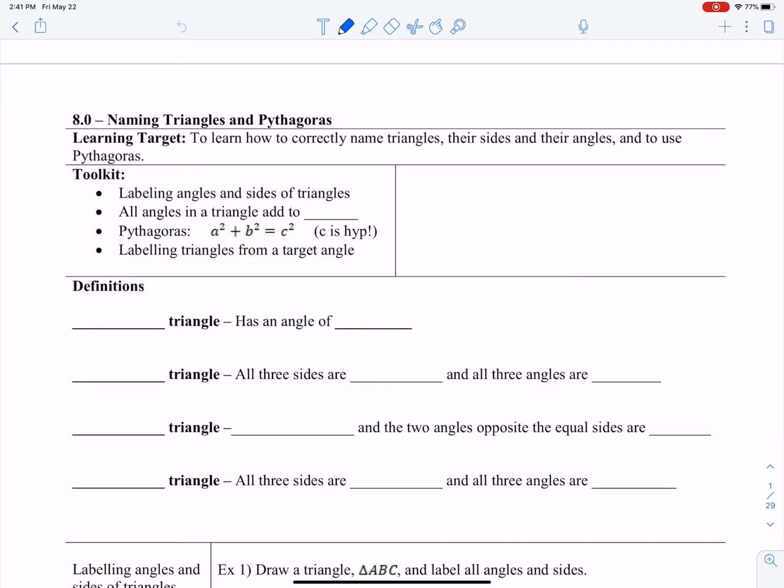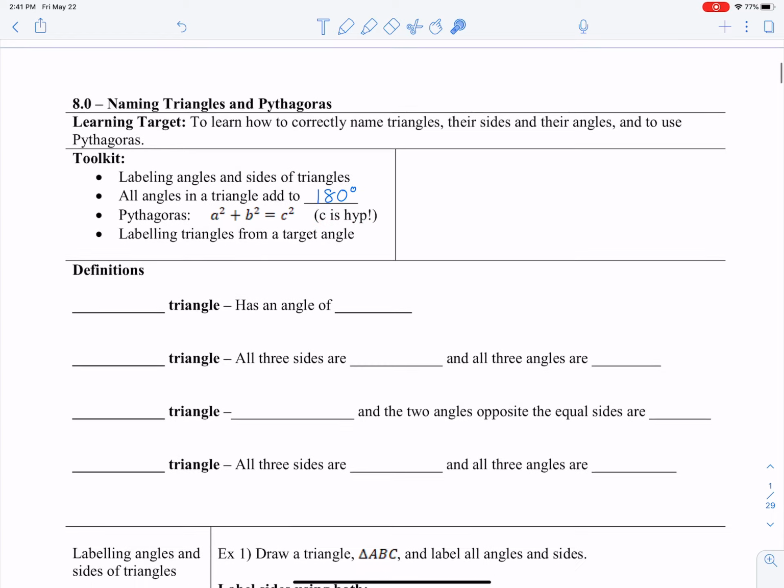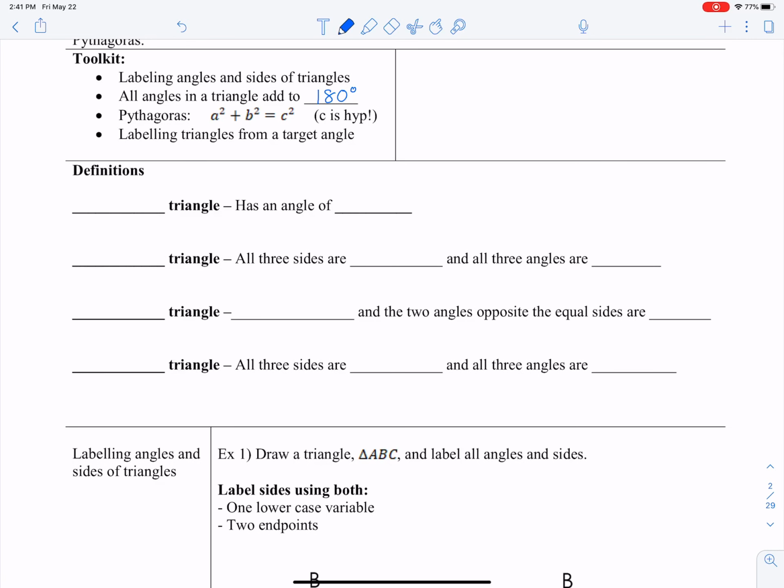Some things to know are labeling angles and their sides, that all angles in any triangle always add up to 180 degrees. If you're using the Pythagoras formula, a squared plus b squared is equal to c squared, then c is always the hypotenuse. And you always label triangles from a target angle. So first we have a few definitions.